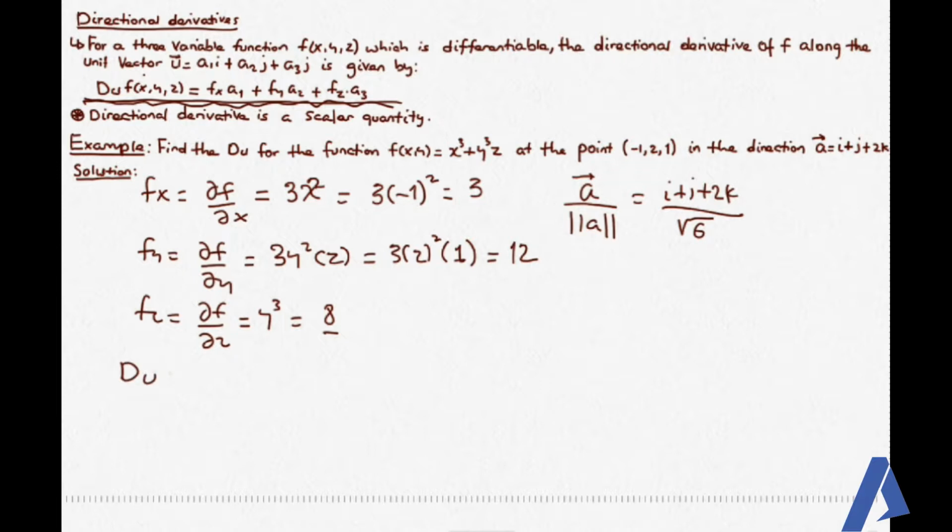ስለዚህ du ምን ይሆናል ማለት ነው? 1 over root 6 multiplied by 3 plus 12 times 1 over root 6 again plus 8 times 2 over the square root of 6. ስለዚህ ፋይናል አንሰራችን ስንት ይሆናል ማለት ነው? 31 root 6 rationalize ስናደርገው over 6.